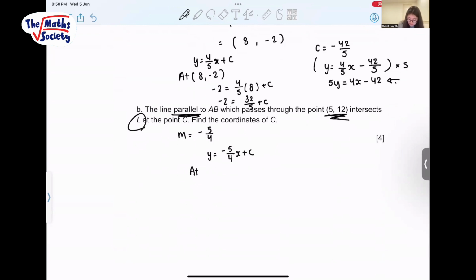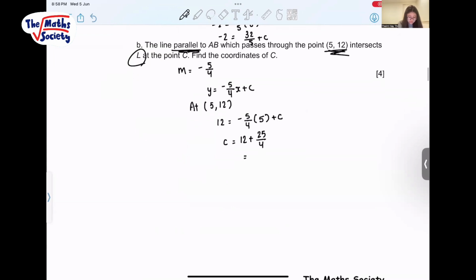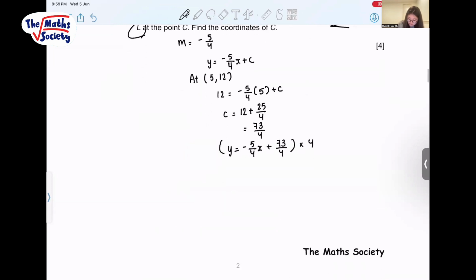And then you have at 5, 12. So you have 12 equals to minus 5 by 4 times 5 plus c. So c is just going to be 12 plus 25 by 4. So it's going to be 73 by 4. So it's y equals to minus 5 by 4 x plus 73 by 4. You multiply it with 4. So you have 4y equals to minus 5x plus 73.